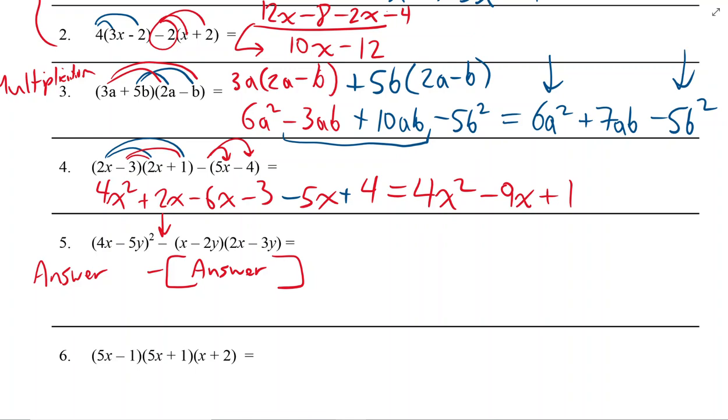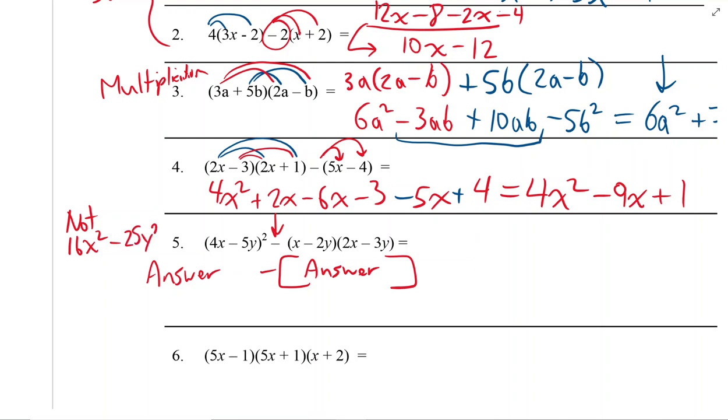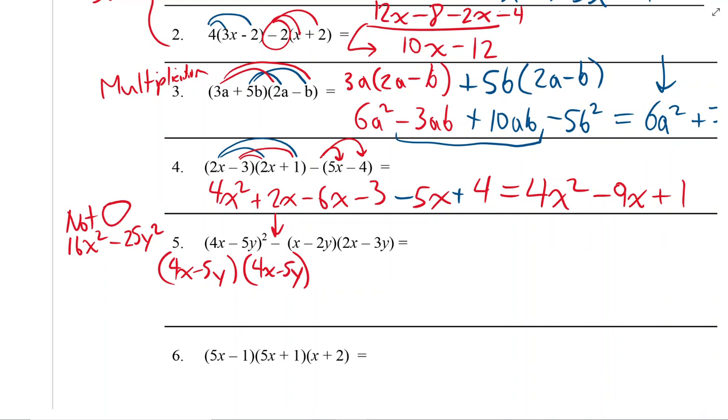Now, I'll give you a hint. This is not going to be 16x squared minus 25y squared. There are some terms in the middle. So to figure out the answer for the first part, you want to make sure you're multiplying 4x minus 5y times 4x minus 5y. Okay? So go ahead, make sure you're multiplying it out properly, please.